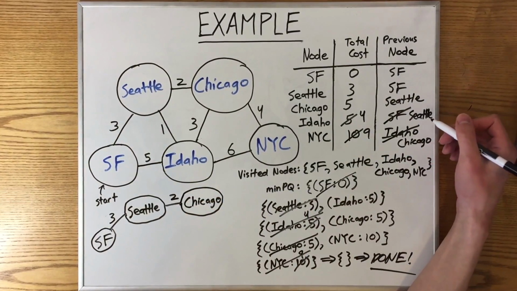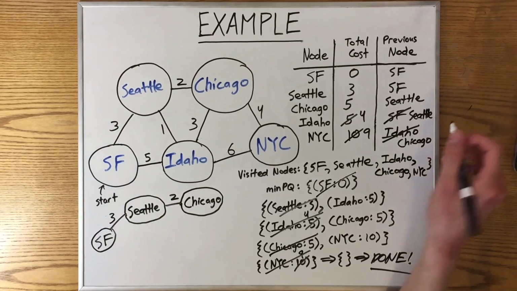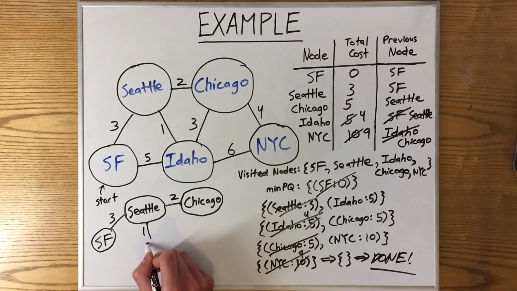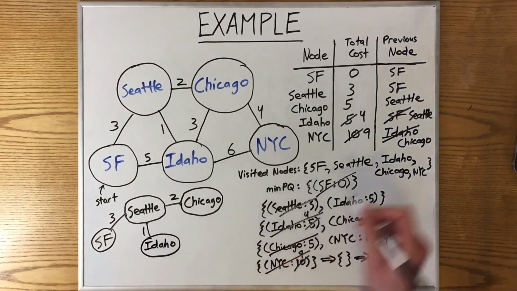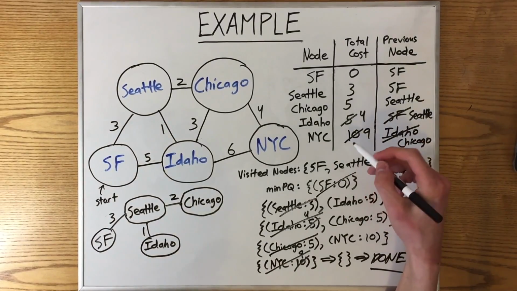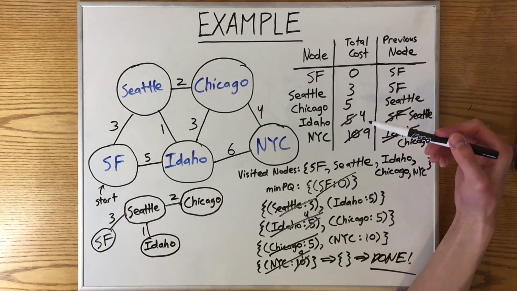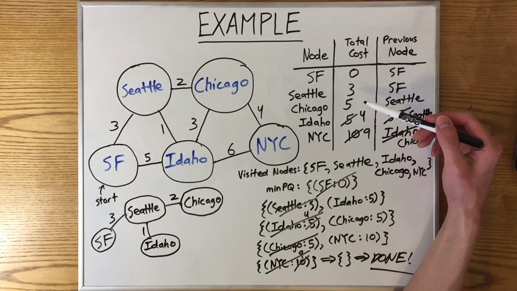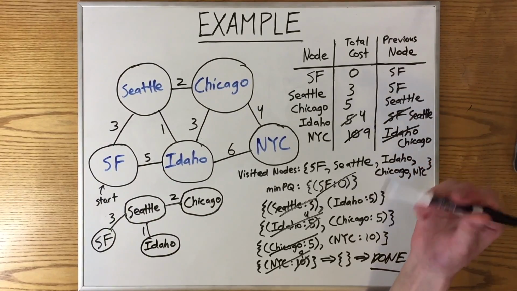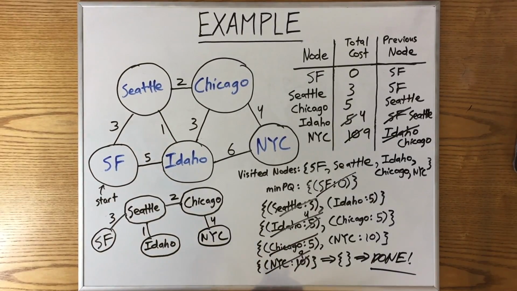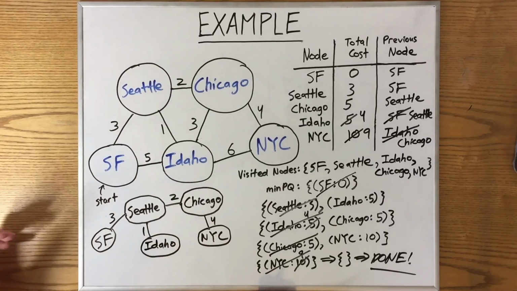We know that Idaho is 4 away from SF, and it comes from Seattle. Seattle is, again, 3 away from SF. 4 minus 3 is 1. So Idaho comes over here, and there we go. Now NYC, the final node. We know that it's 9 away from SF and it comes from Chicago. We go up in our very helpful table, and it says that Chicago is 5 away from SF. So 9 minus 5 is 4, which means that NYC is just 4 away from Chicago. Finally, our final step is to make sure all of these edges actually exist in the given graph.